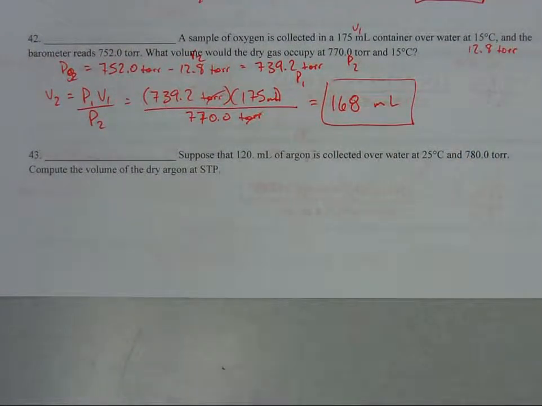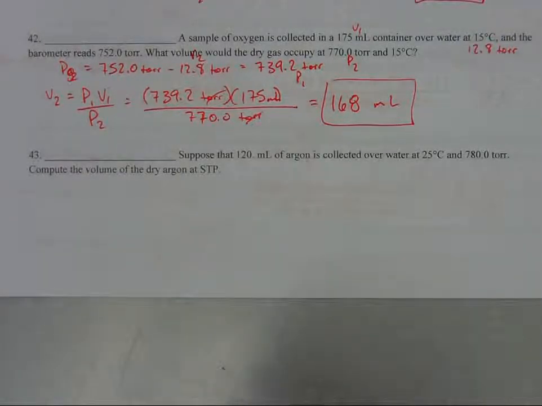Well, let's finish up with number 43. Suppose that 120 milliliters of argon is collected over water at 25 degrees Celsius and 780 torr. Compute the volume of the dry argon at STP. Now, just like number 42, we're going to have to use Dalton's law of partial pressures to essentially get P1, the initial pressure, but we're going to have to use another gas law after that to do our calculation.